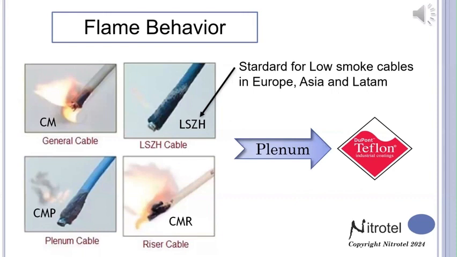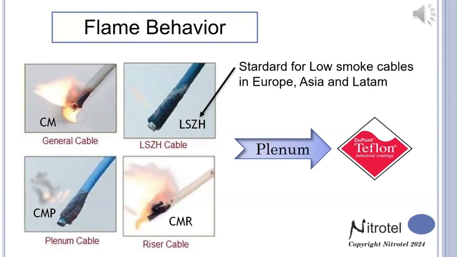Cables are classified based on their behavior when they're exposed to a flame. The lowest classification of cable is CM. This is a general purpose cable that has the least amount of flame resistance and is suitable for horizontal runs on a single floor. LSZH is low smoke, zero halogen. This is a cable suitable for vertical runs between floors and produces low amounts of smoke and no halogens, which are toxic materials.